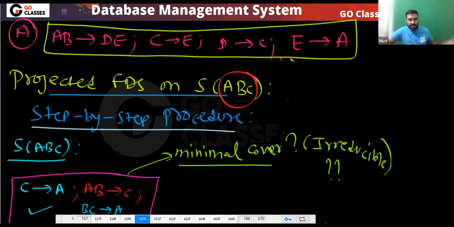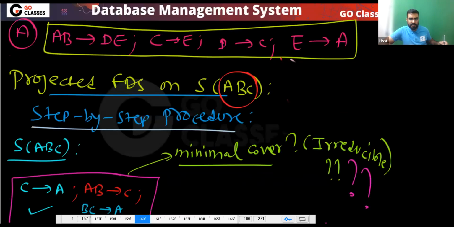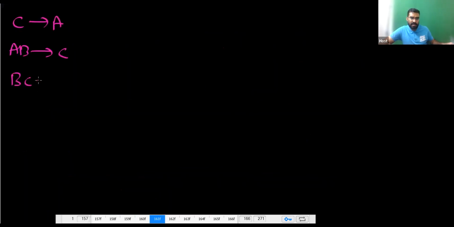First you check the extraneous attribute. Remember, C determines A, AB determines C, BC determines A. First of all, you check extraneous attributes. What is the extraneous attribute? This is a simple point. When can you say that?